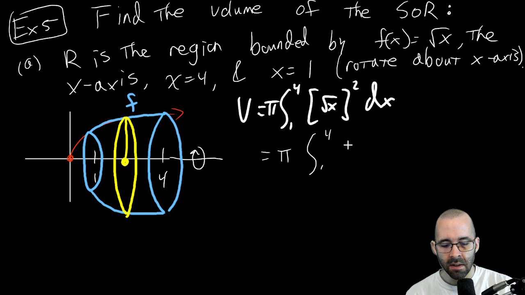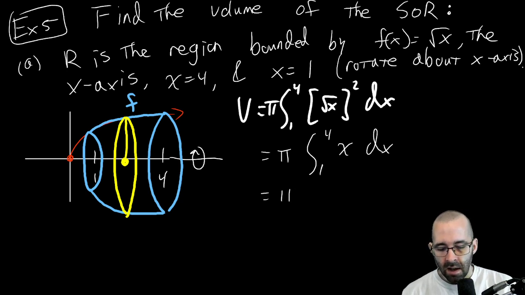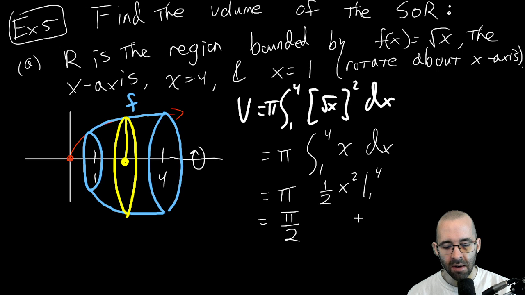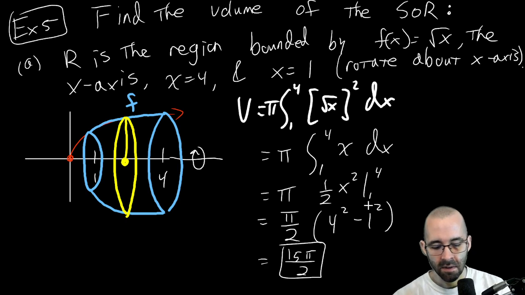Square root of x squared is x with a domain restriction, but we're going from 1 to 4 anyway. So in this case, on 1 to 4, the square root of x squared is exactly the same as x. Antiderivative of x is 1/2 x squared, evaluated from 1 to 4. We can factor the pi over 2 out in front, and then just look at 4 squared minus 1 squared, which is 15. We should get 15 pi over 2 as our answer.